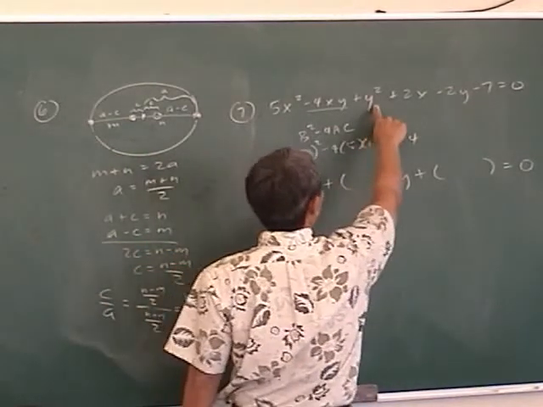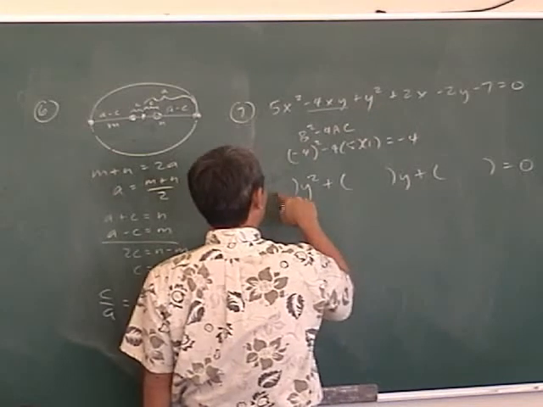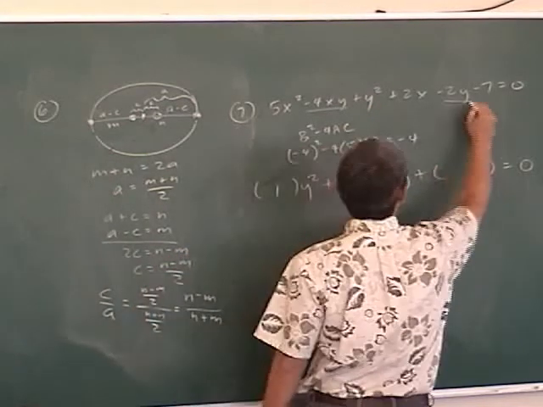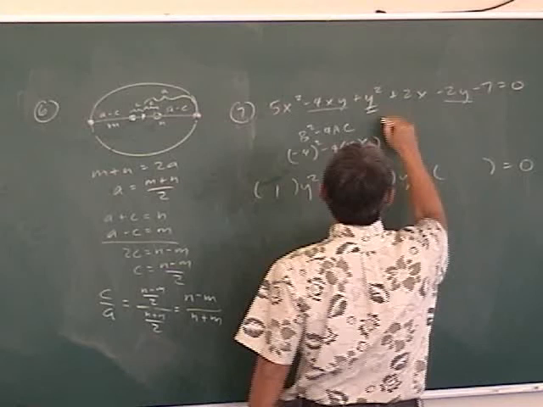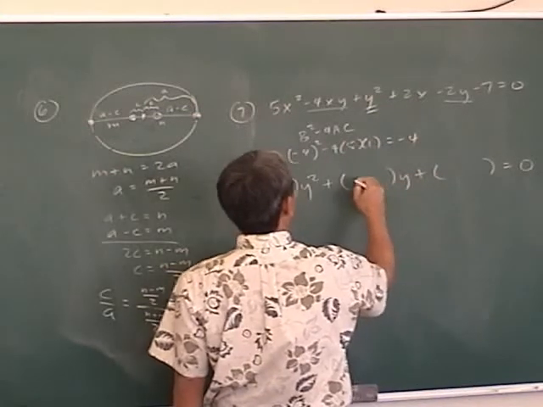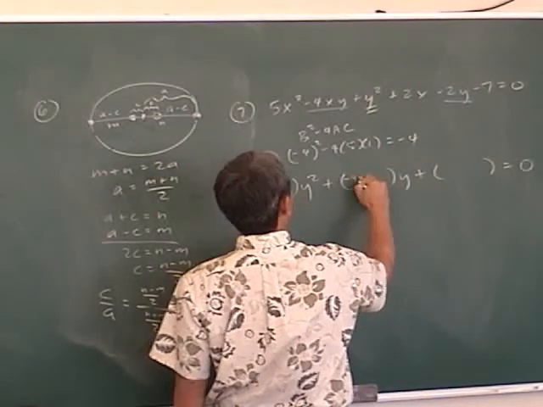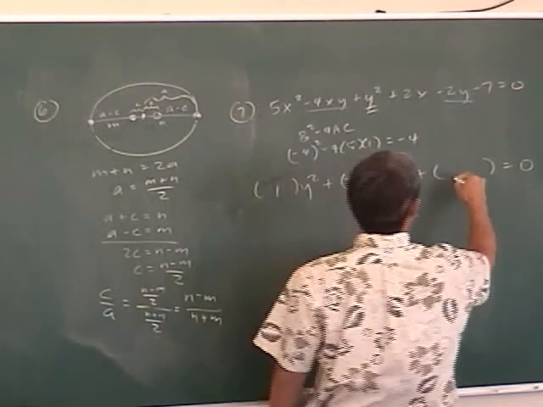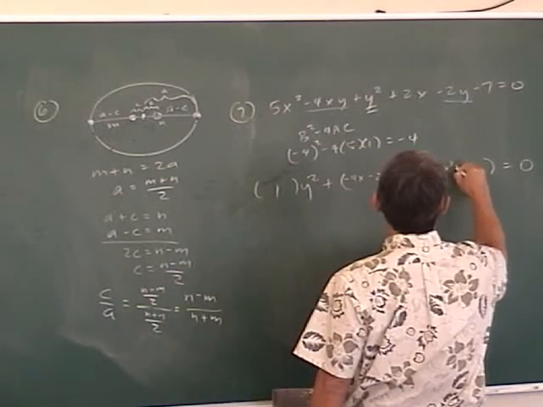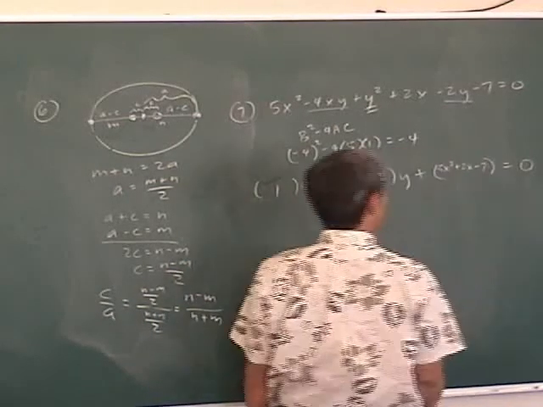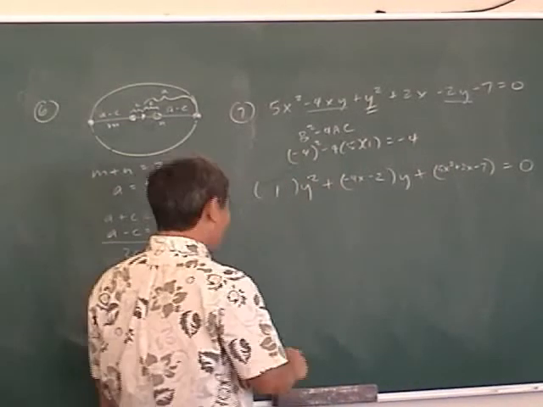Okay, there's only one y squared term. What's the coefficient? 1. There's two y terms, this one and this one here. What's the coefficient of y going to be? Negative 4x minus 2. Everything else doesn't have a y in it, so 5x squared plus 2x minus 7. Throw that into the quadratic formula.